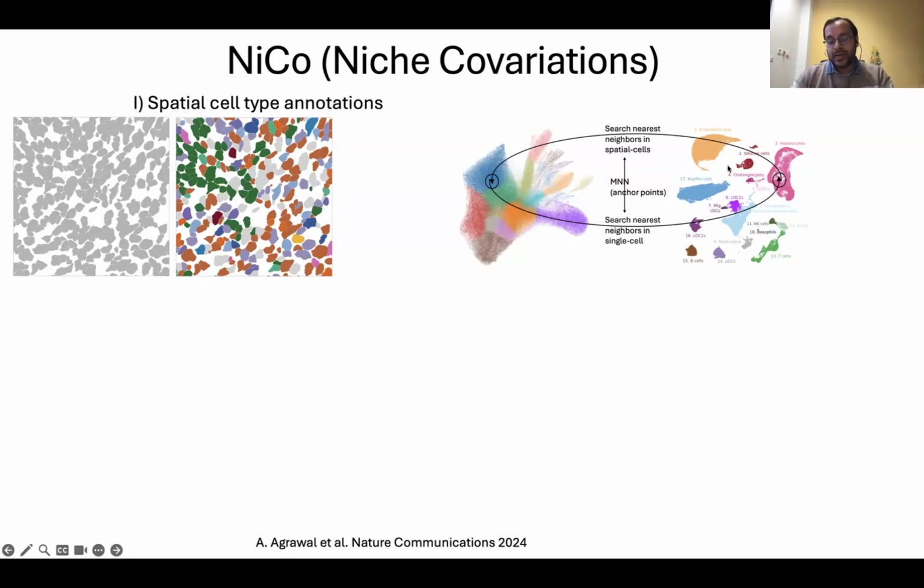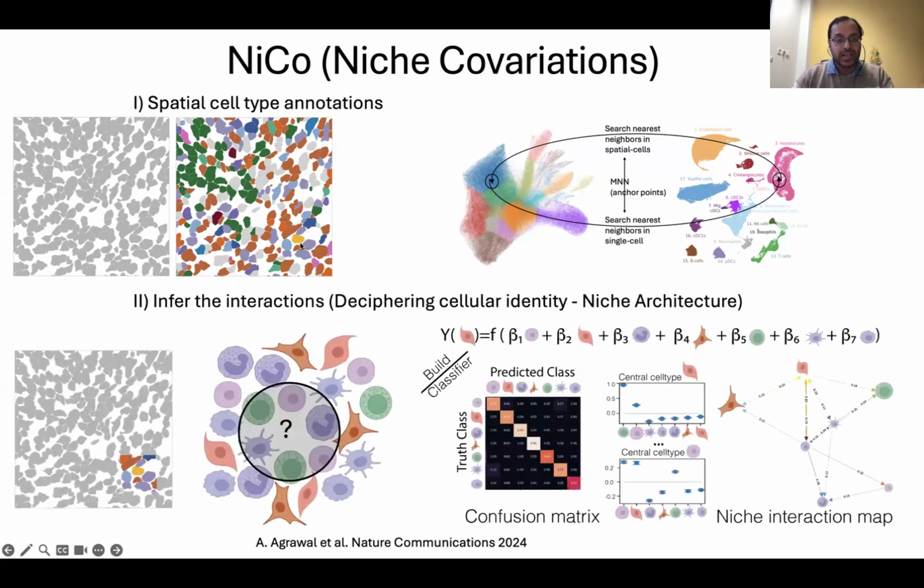With this goal, we use a label transfer approach to transfer the cell type annotation from single cell RNA sequencing to the spatial data. For this, we use a mutual nearest neighbor approach, which finds the neighbors in the two different modalities. Once we find all the anchor points, we prune them, and then we can get this kind of cell type annotation for all the cells. So this is the first module.